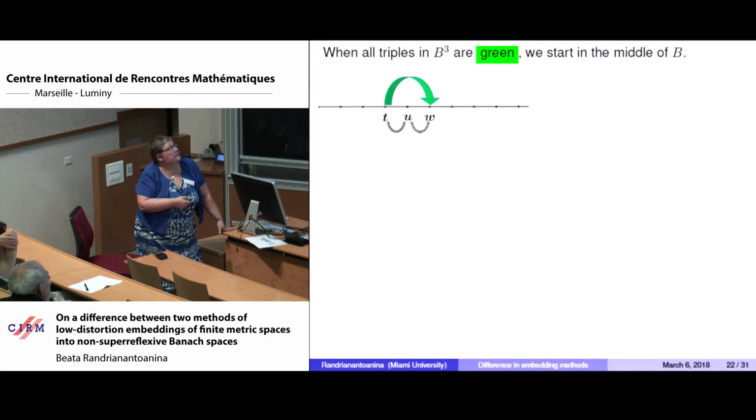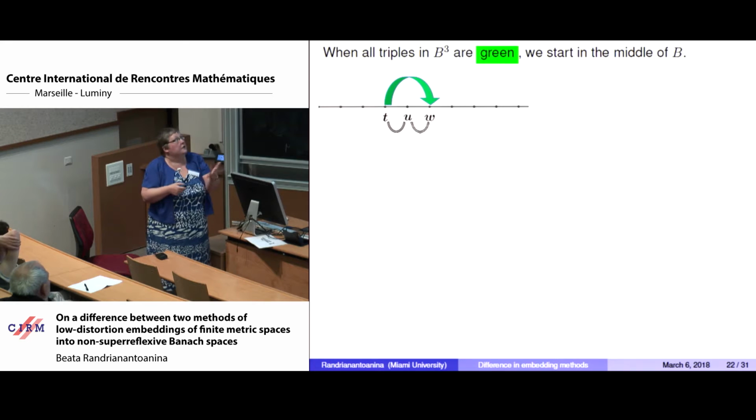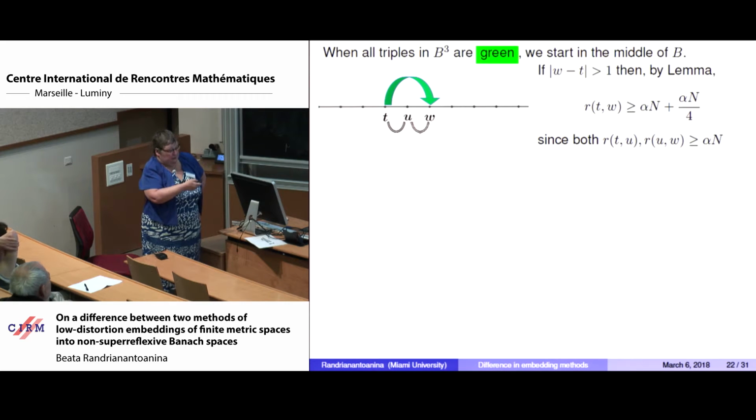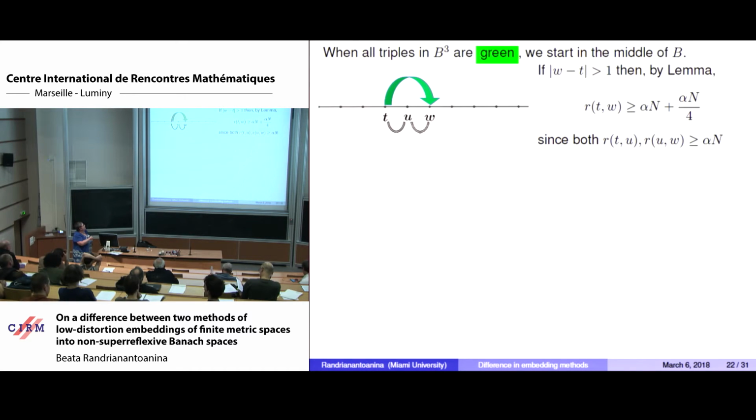If the ones are green, it's very similar but slightly different. I need to start in the middle, right? So if I start in the middle, the point is not so much where they are, but how many are in between. If I have one point in between, then on my pair TU and UW, the TW is the biggest pair, so it needs to be bigger than the minimum of the others, which is at least alpha n, plus this step coming from the lemma, right?